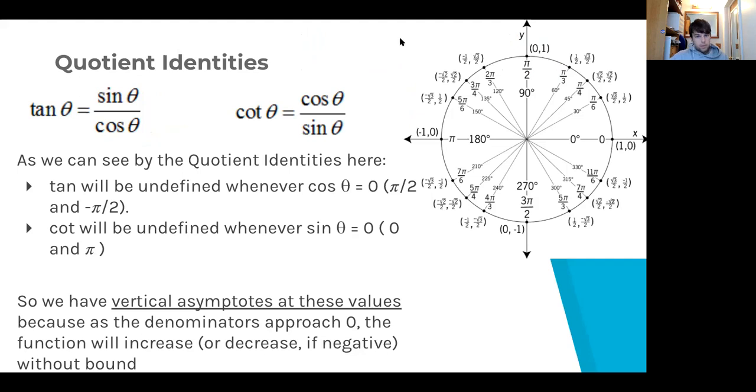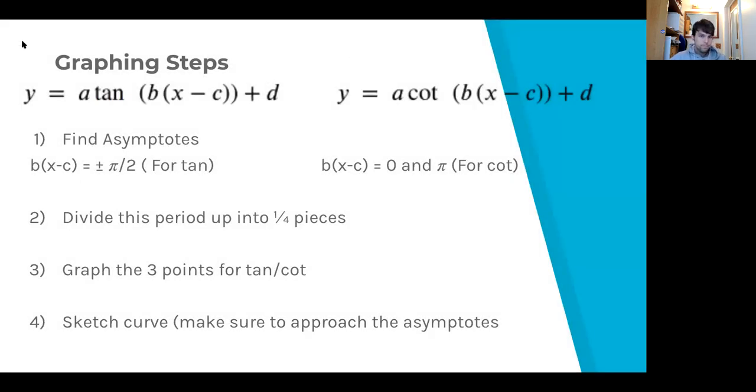That's that vertical asymptote behavior. All right. So here are the basic steps that we're going to follow while we're graphing these. We'll go through them in more detail, but they're a little bit different than what we learned for sine and cosine and tangent, or secant and cosecant.